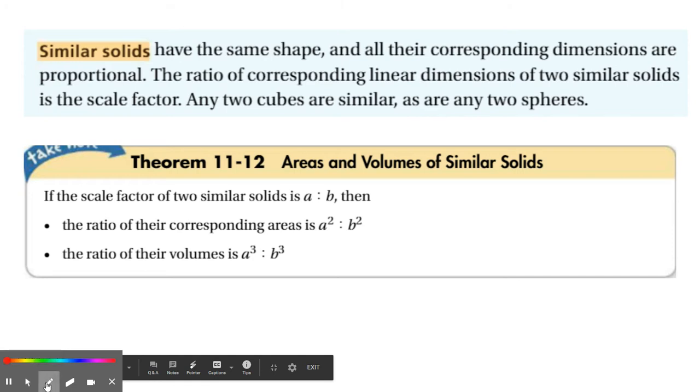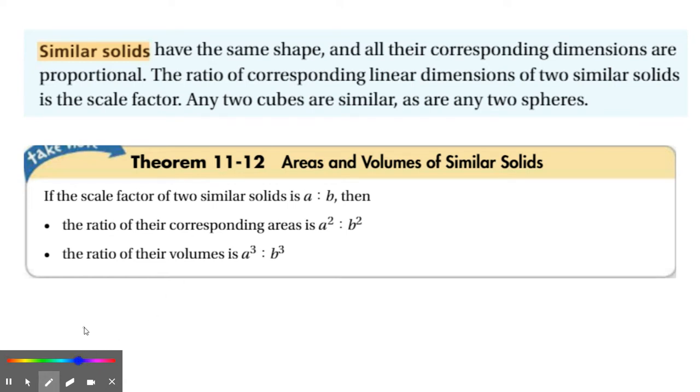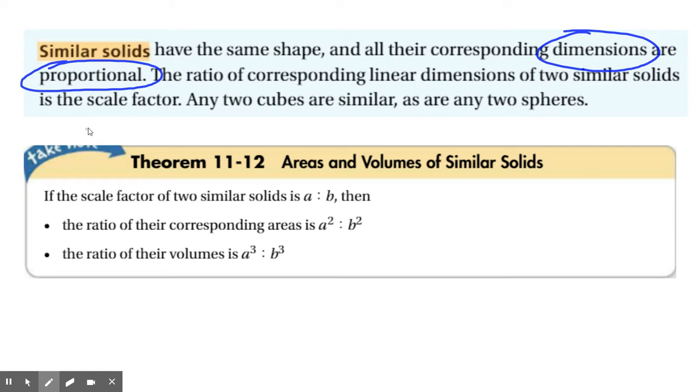All right, so similar solids have the same shape and all their corresponding dimensions are proportional. Again, remember, that is the big thing when it comes to similar figures, is that their sides are proportional. Same thing, all of the dimensions are proportional. Remember that that is called the scale factor. It's very, very important that you find the scale factor first before you try to do anything else.